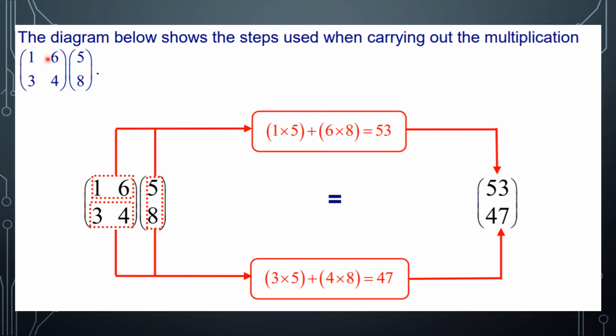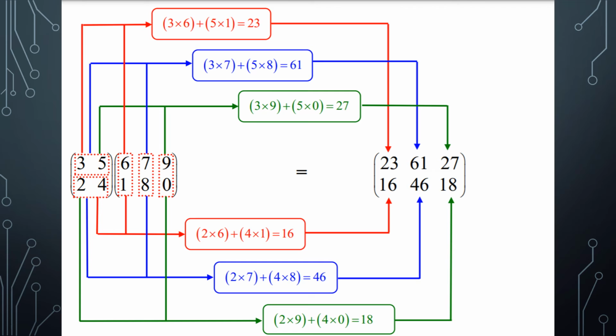If you want to multiply this by this, you're just going to do 1 multiplied by 5 plus 6 multiplied by 8, and then we get the first digit in here. And then 3 multiplied by 5 plus 4 multiplied by 8, and we get the second digit in here. So the answer will be 5347. It's pretty straightforward: 1 times 5 plus 6 times 8, that is the first one, and 3 times 5 plus 4 times 8, that's the second one. Easy. Now, this is when it gets a bit complicated.